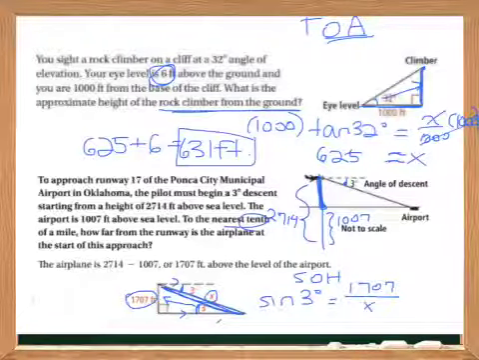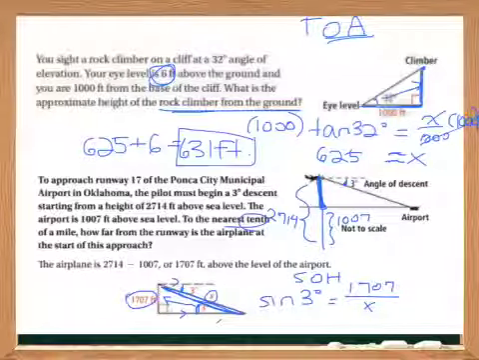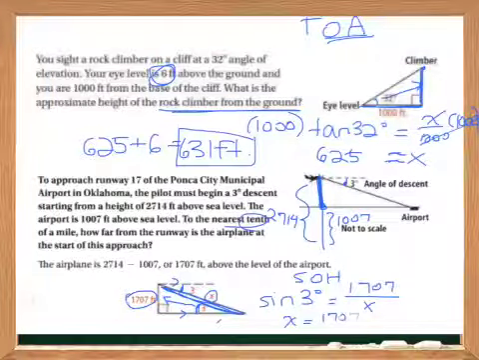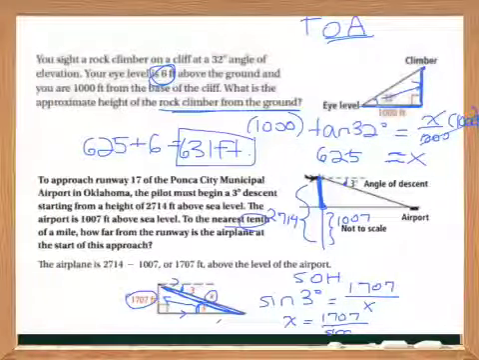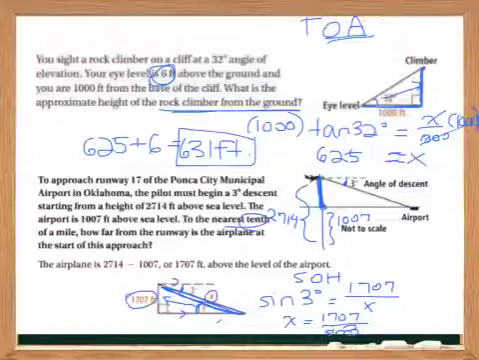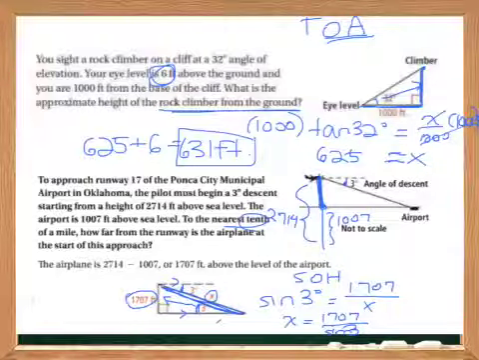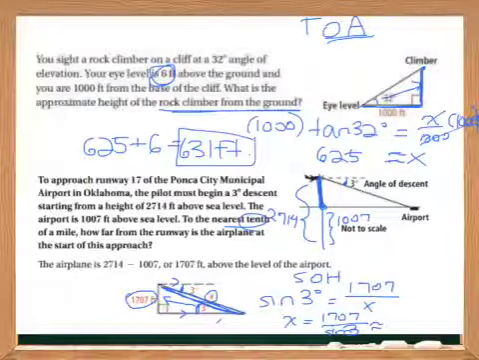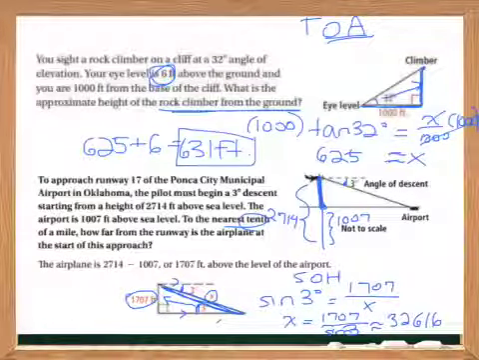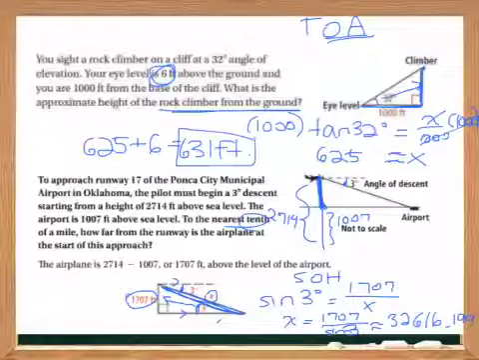1,707, over the hypotenuse. Now you can set this up as a proportion and cross multiply, or you can just multiply both sides by x and then divide by sine of 3 degrees. You're going to get that x equals 1,707 over sine of 3. When you do that in your calculator, you should be getting approximately 32,616.2, let's say.